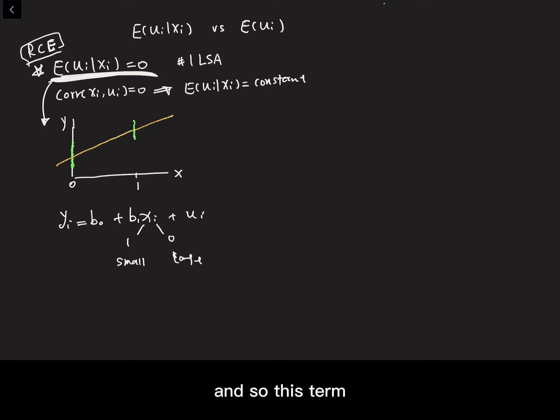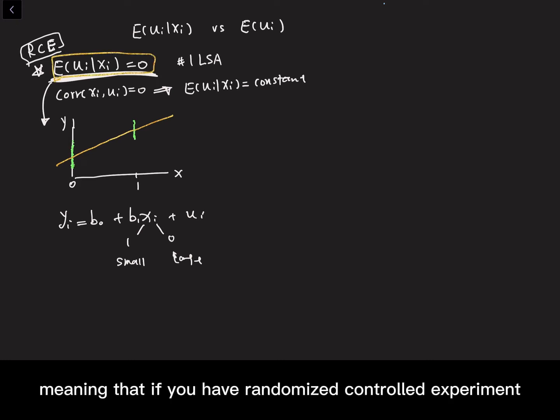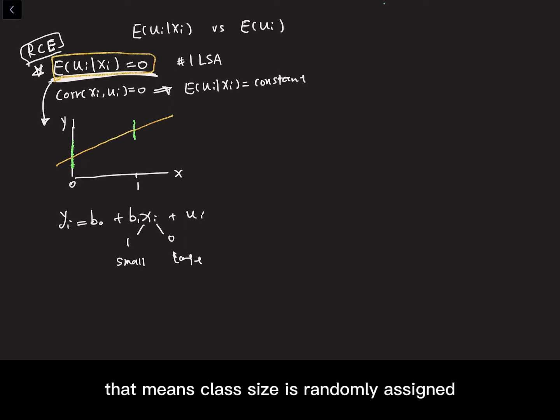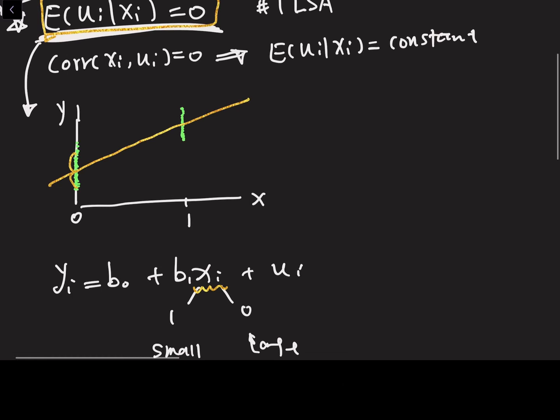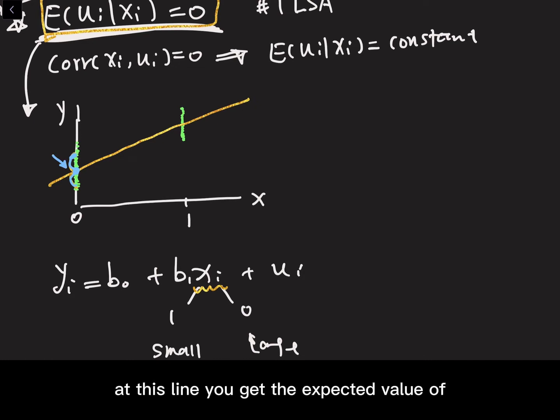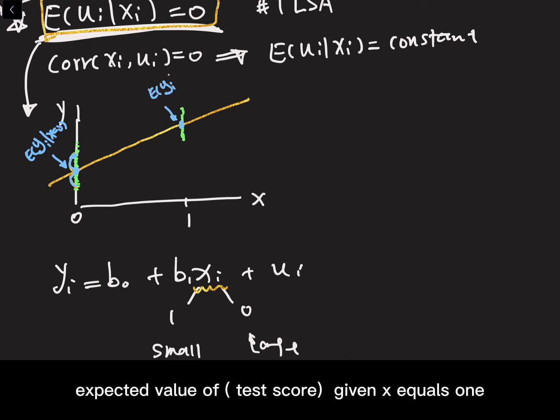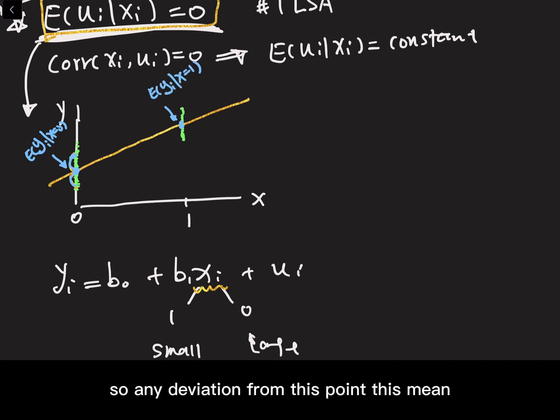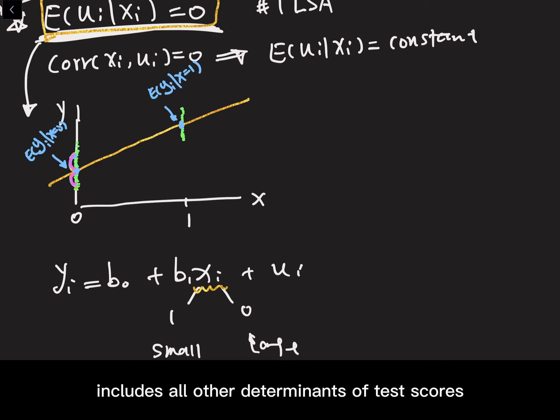If you have a randomized controlled experiment, that means class size is randomly assigned. So look at the error. This error is the difference between the observed value and the predicted value. On this line, you get the expected value of test score given x equals 0. This point is the expected value given x equals 1. Any deviation from this mean is considered error, so this error includes all other determinants of test score.